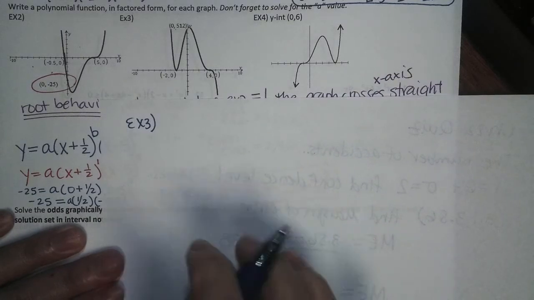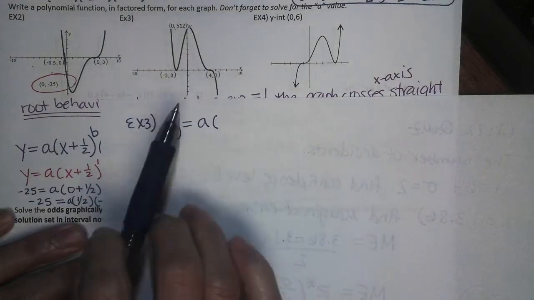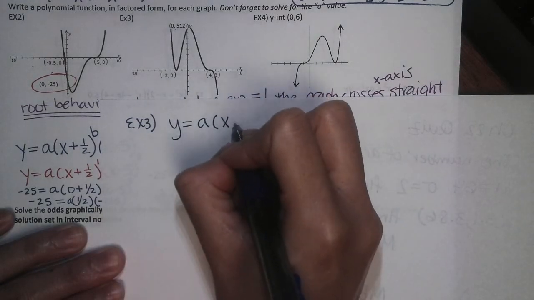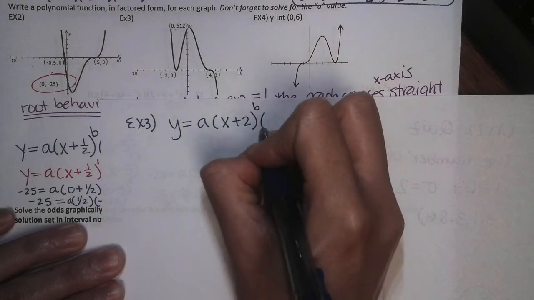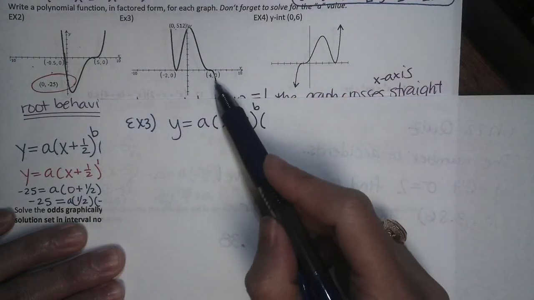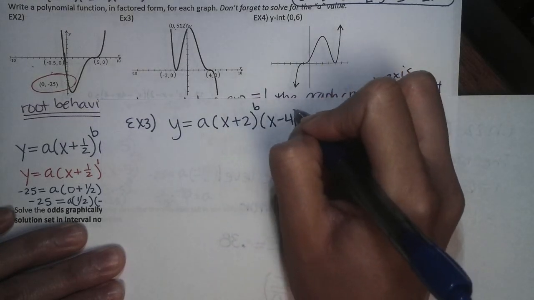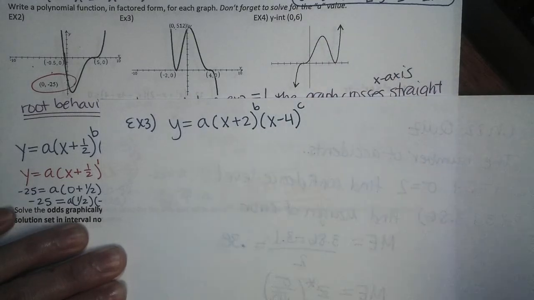So your polynomial will be y equals a. The first root is negative 2 comma 0, so the factor is x plus 2 raised to some power. And then the other root is 4 comma 0, so x minus 4 raised to some power. Now you need to find the possible values of a, b, and c. So let's start with just the b and the c.